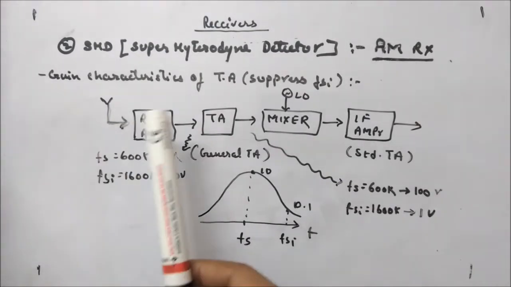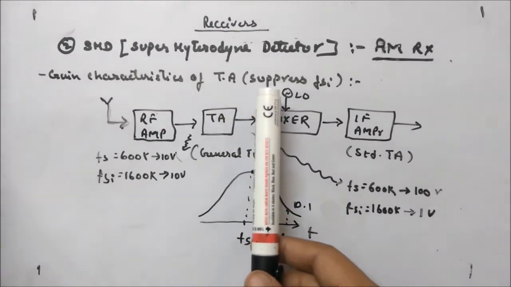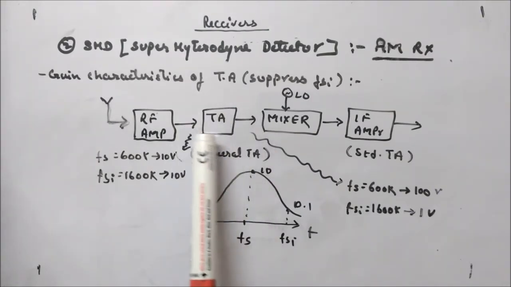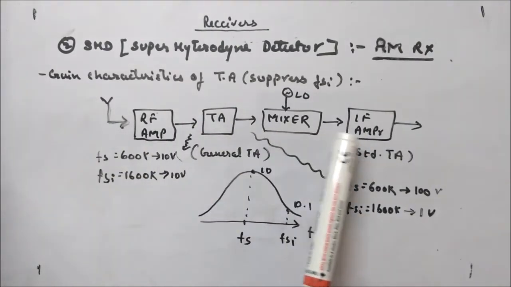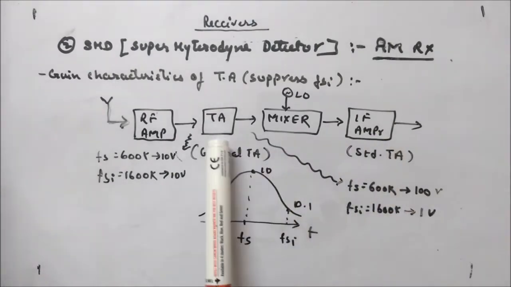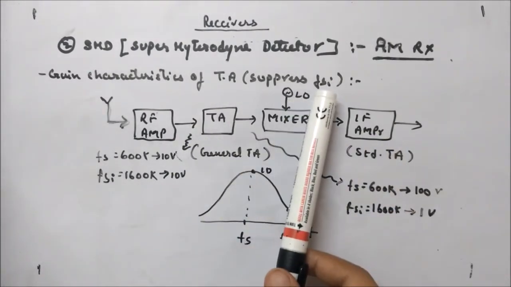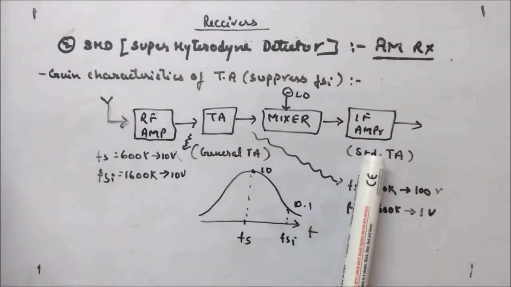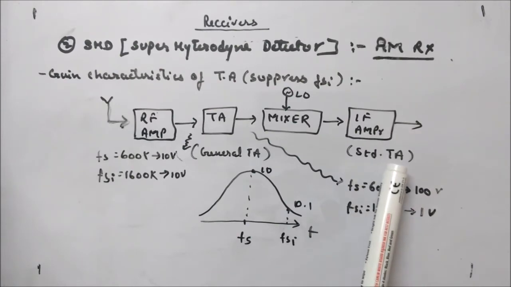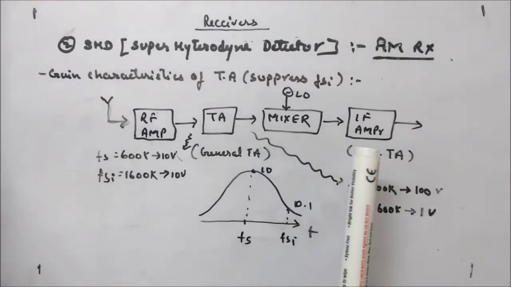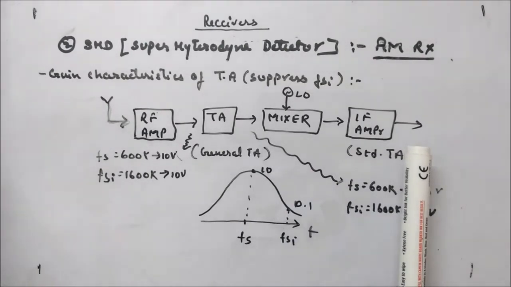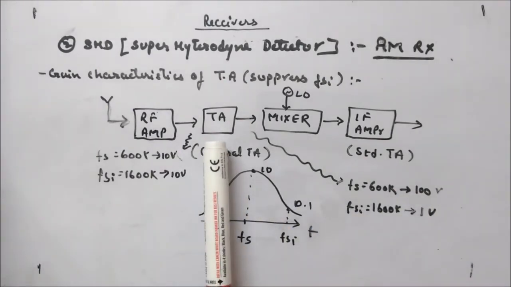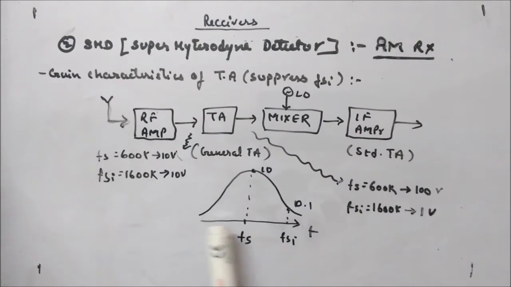Let's look at the gain characteristics of the tuned amplifier which we are using for suppressing FSI. So this is how our circuit looked: RF amplifier, mixer, local oscillator, IF amplifier, and this is the tuned amplifier we are using to suppress FSI. Now this is a general tuned amplifier. The one we are using at the IF amplifier is a standard tuned amplifier, which means its frequency is centered at 455 kilohertz and bandwidth is 10 kilohertz. Here the characteristics of the tuned amplifier are general and it looks like this.